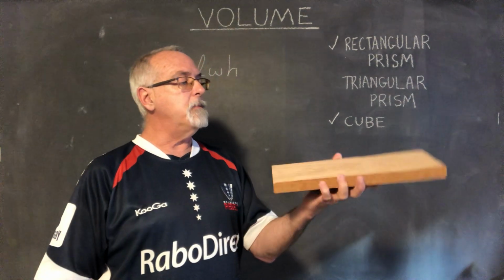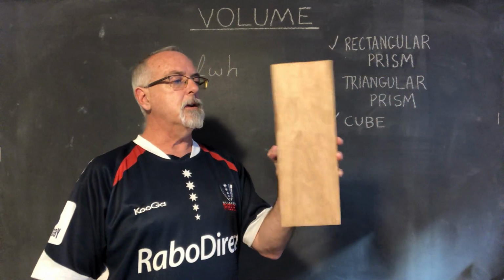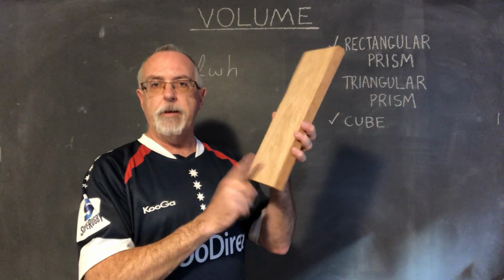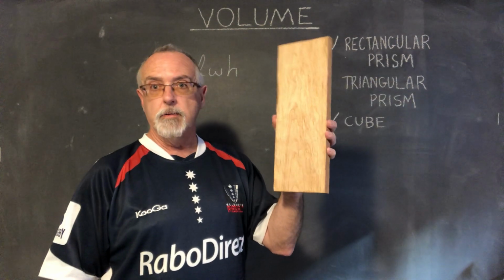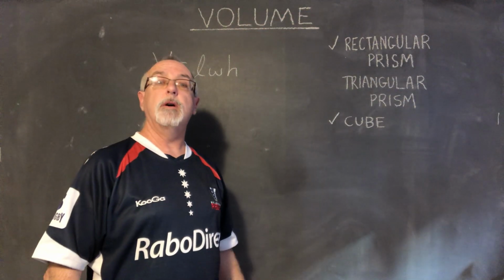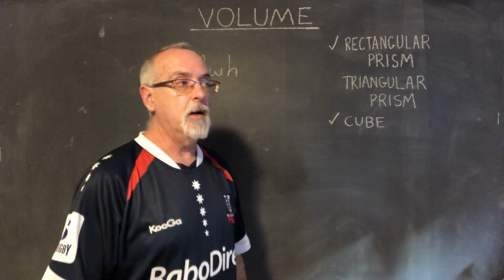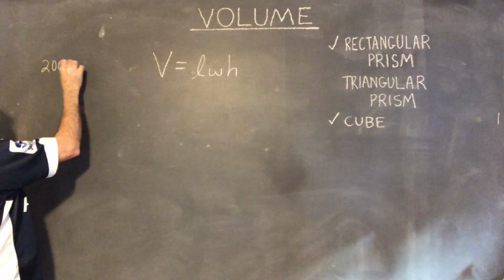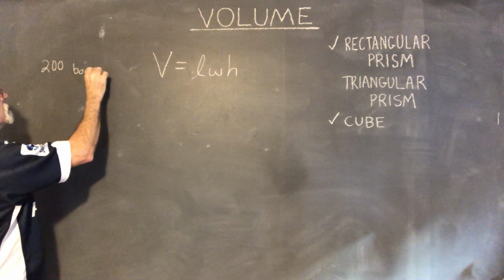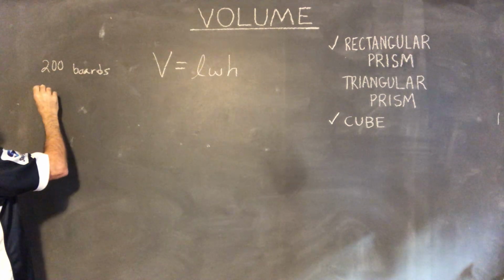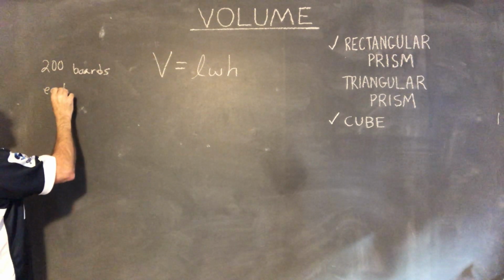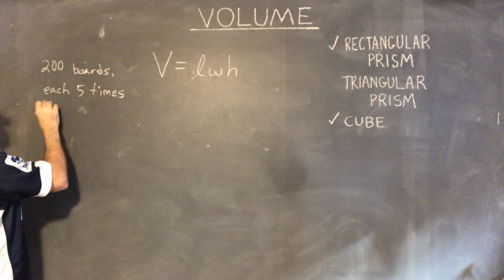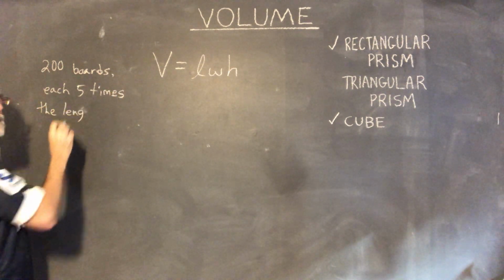So my word problem is, okay, Doug gets a good deal on a whole lot of these boards. This is 1/5 of the board that I bought. But because there's a good deal available, I want to buy 200. So I'm going to start writing down some of the information. 200 boards. That's an A. Each 5 times the length of this one.